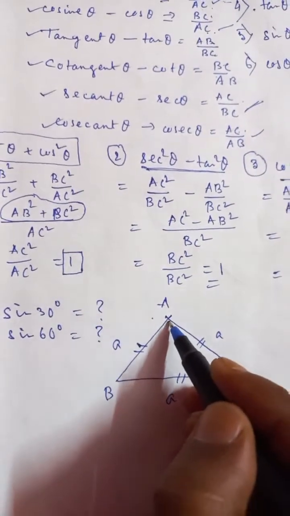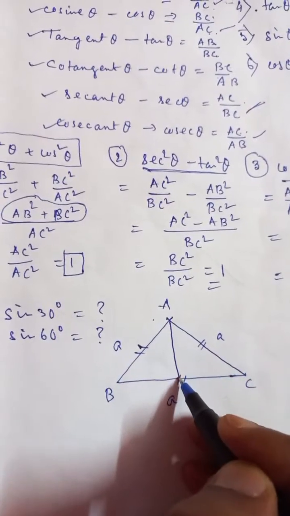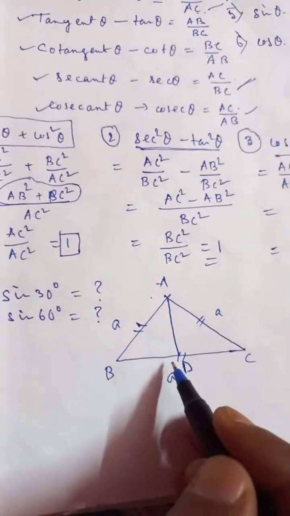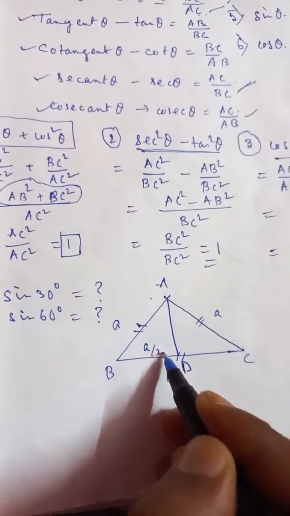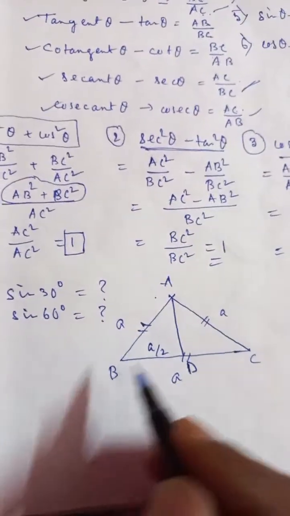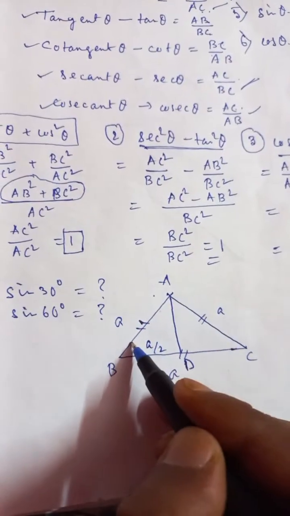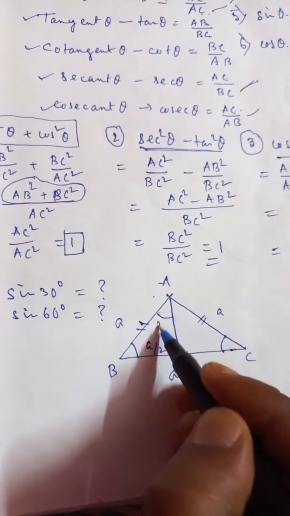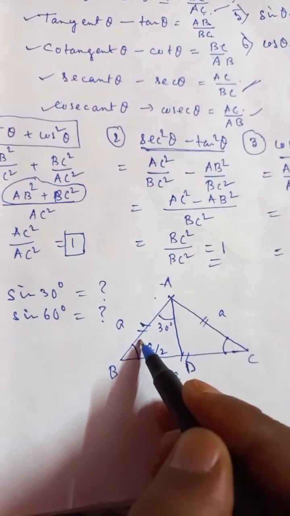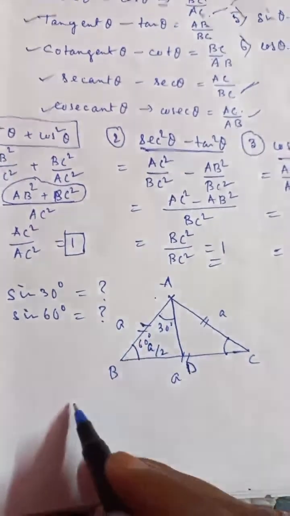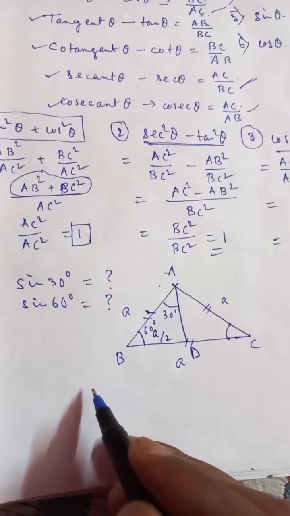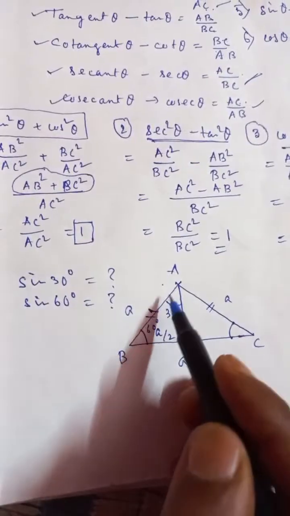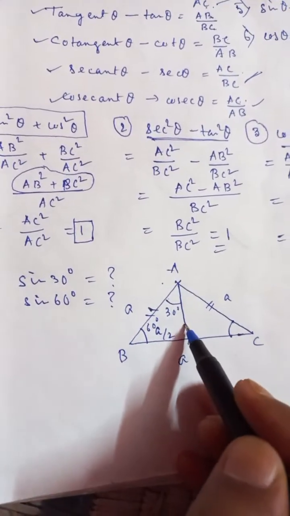and we will make a perpendicular from point A to BC. This is AD. Now BD will be A by 2. So we know that each angle is equal to 60 degree for an equilateral triangle. So this angle will be 30 degrees and this angle will be 60 degrees. Now the perpendicular forms a right triangle ABD. This is a right triangle.